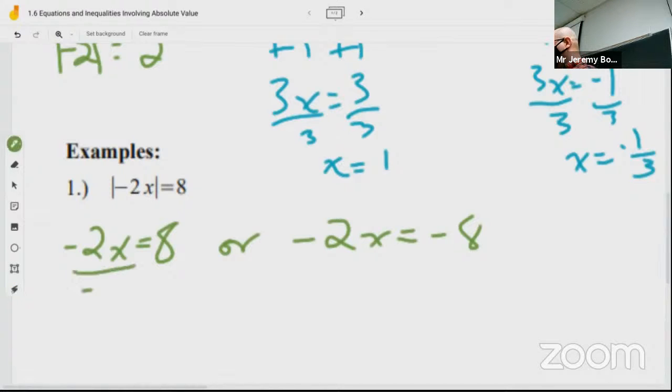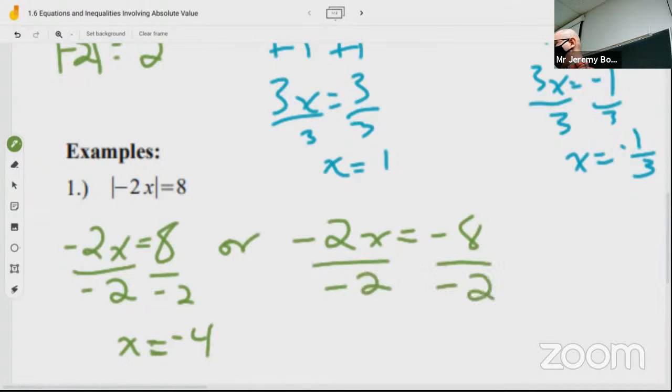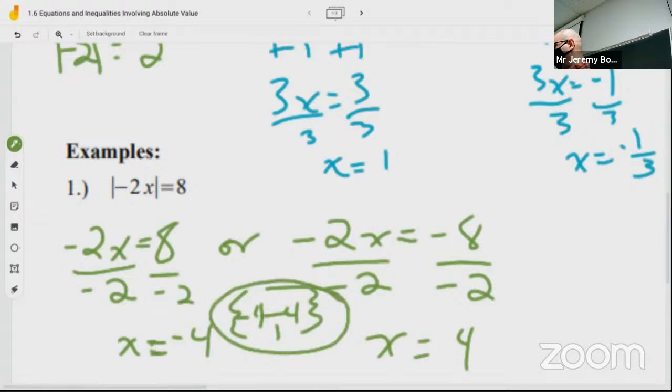And if we divide both sides by negative 2 here, we'll get x is equal to negative 4. And if we divide both sides by negative 2 here, we get x is equal to 4. So my solution set here will be the set containing negative 4 and 4. Any questions on that one? All right.